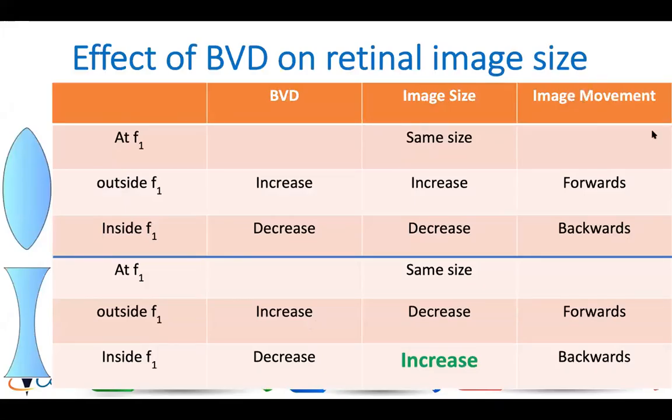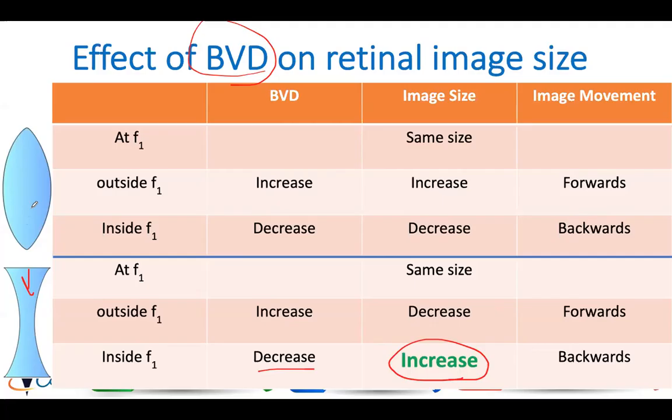So here is the effect of the back vertex distance on the image size. What happens if we are shifting from spectacle to contact lens? In case of minus lens, this means that we are decreasing the back vertex distance as we are going from outside to inside. This will result in an increase of the image size. So the retinal image size in case of a myopic lens will increase when we are pushing the lens from outside to inside.